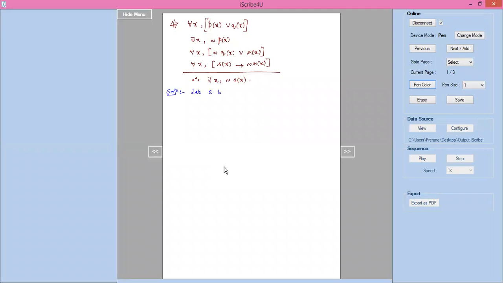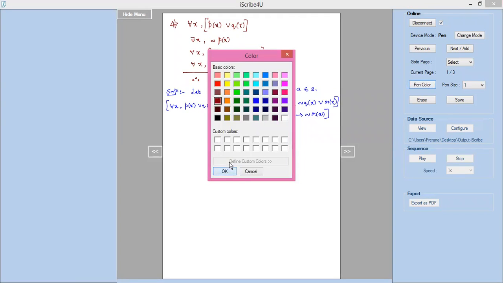Let us assume S is the universe and A is any element in the universe, A belongs to S. We will take AND between the premises and try to prove the resultant. So I will take AND between the premises first: for every x, P of x or Q of x, and for some x, negation P of x, and for every x, negation Q of x or R of x, and for every x, S of x conditional negation R of x. So these are the given premises and I have taken AND between them. Just to recognize step by step, I will use a different ink for your convenience.